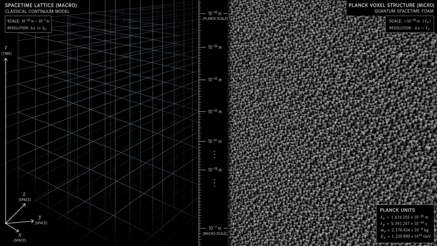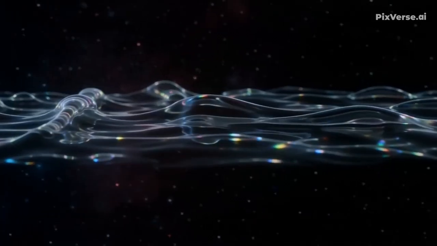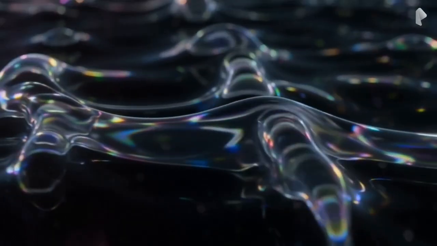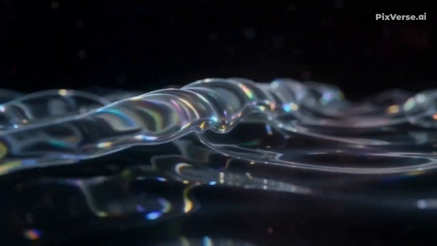When we look at empty space, our eyes tell us there is nothing there. Mainstream physics treats the vacuum as a void, an abstract mathematical backdrop where things happen. But what if space isn't empty at all? What if it is a physical, material substance?